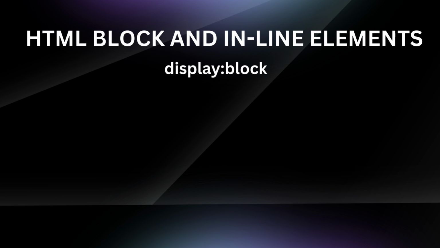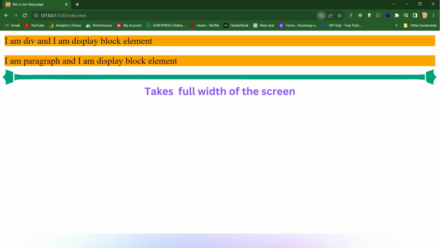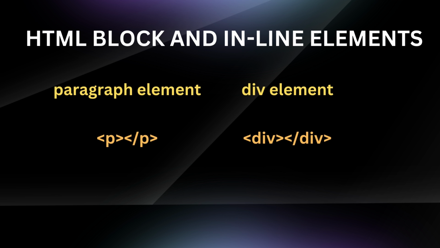First we are going to learn about block level elements. When it comes to web design, block level elements have some specific characteristics. Firstly, they always begin on a new line and are separated from other elements. Additionally, browsers automatically include white space both before and after these elements. Moreover, block level elements occupy the entire available width on a web page, extending from the left side to the right side. In HTML, there are two commonly used block level elements, which are the paragraph and div elements.